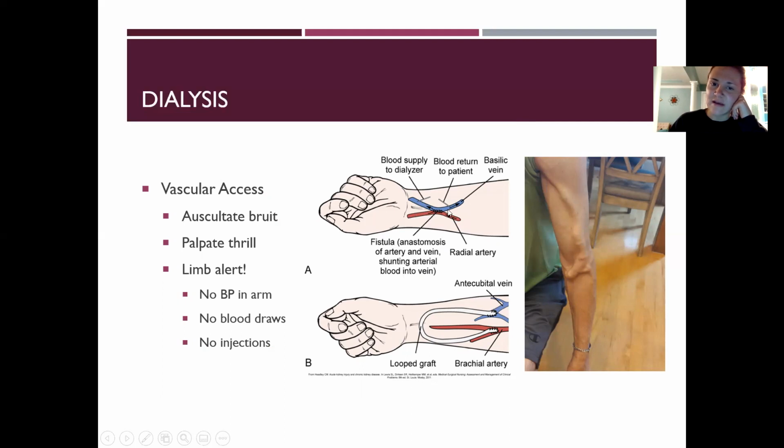So there are 2 ways here. The fistula can connect an artery with a vein, and that can be where things kind of graft and then get connected to the dialysis machine, or you can see this loop graft where they're connected through a synthetic material. Either way, if I'm just looking at a patient's arm, I wouldn't know the difference, but patients can have either one of those.